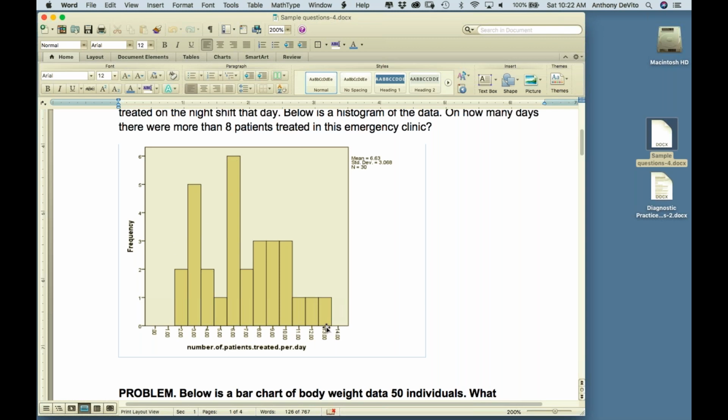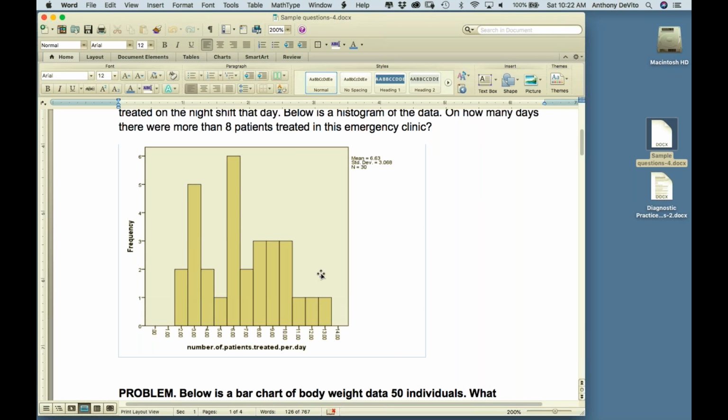And what's the probability that we treated 4 or fewer patients per day? Well, that happened twice for 4, it happened 5 times for 3, and it happened twice for 2. So that's 2, 5 is 7, and 2 is 9. So that would be 9 out of 30 days, 9 over 30.